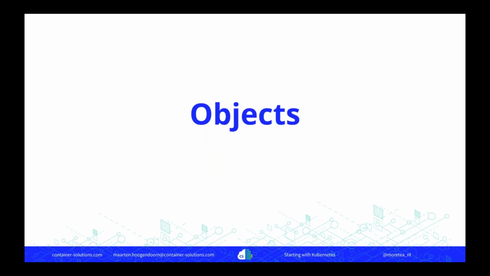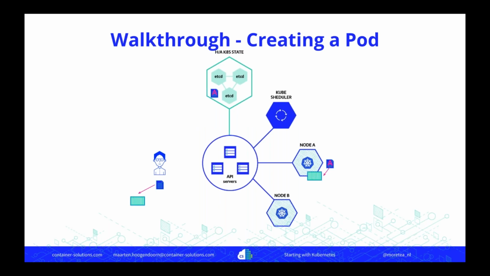This gives you an overview. I just gave you an overview of how anything in Kubernetes works. You have a manifest, you put it to the API servers, they react to it, and you can query the state later.